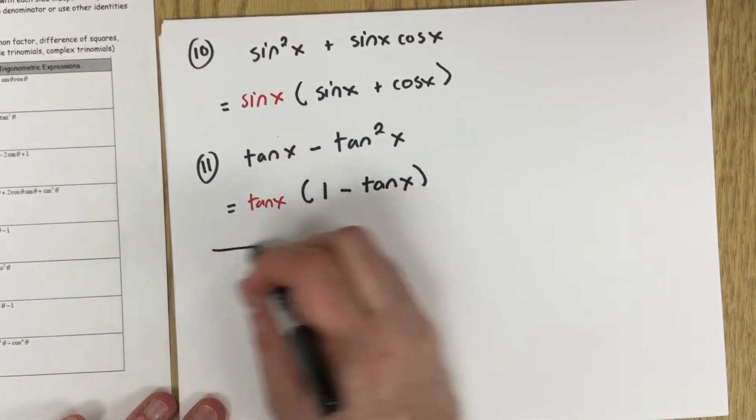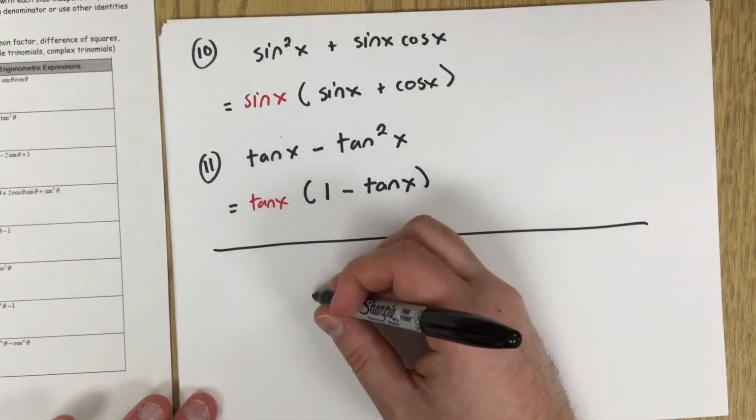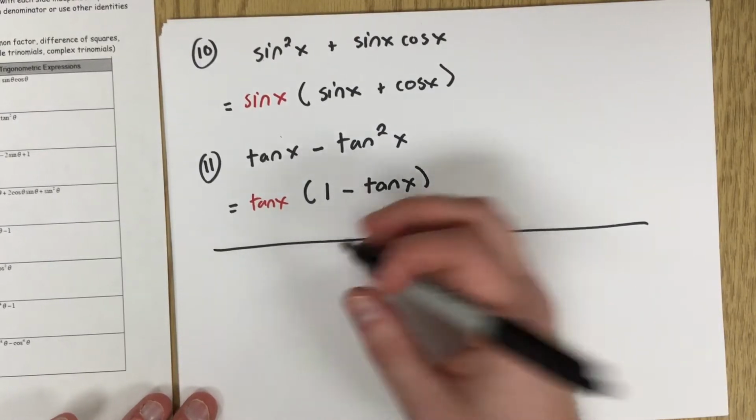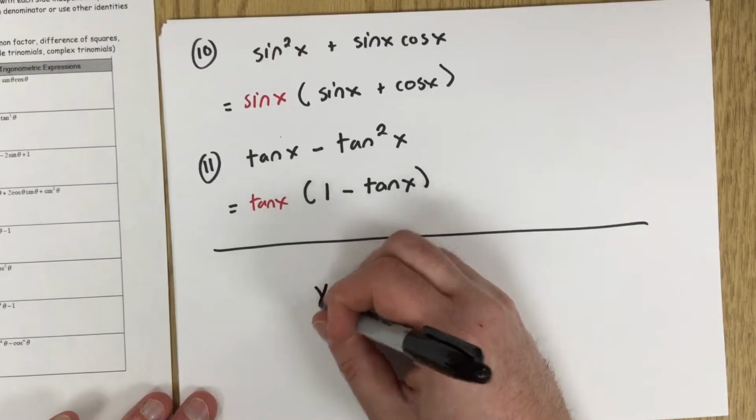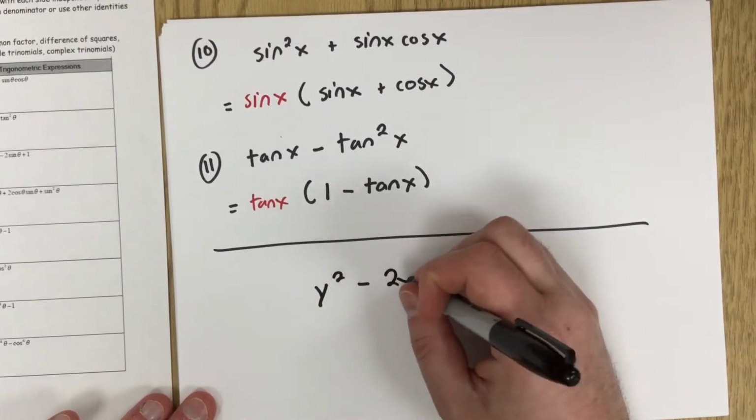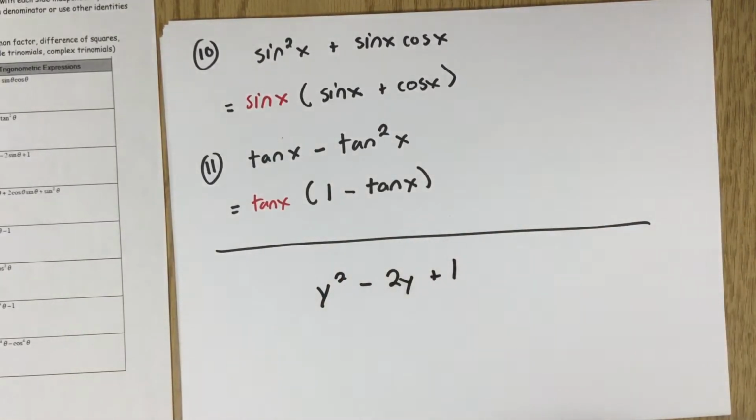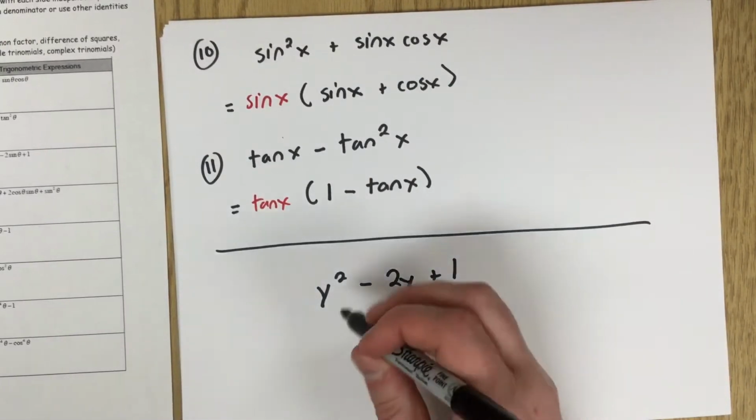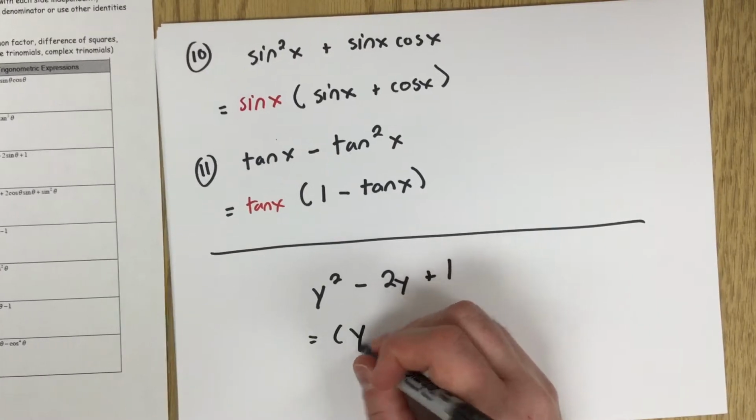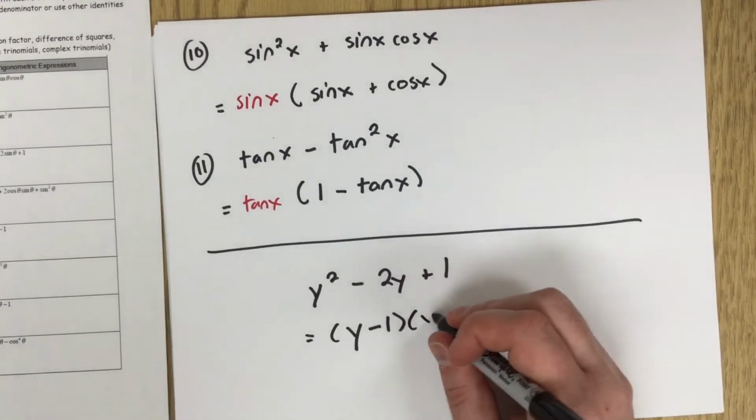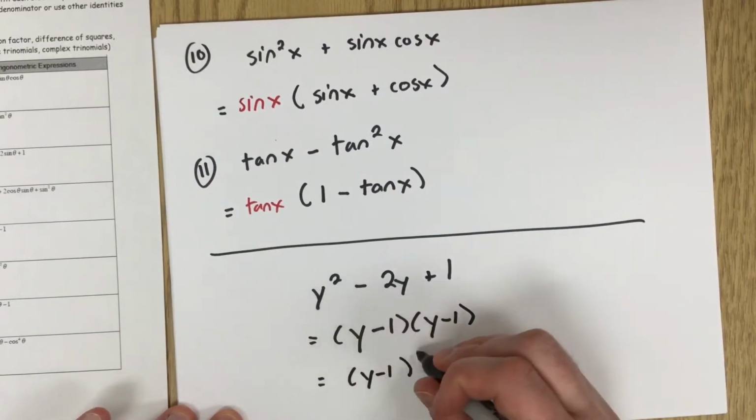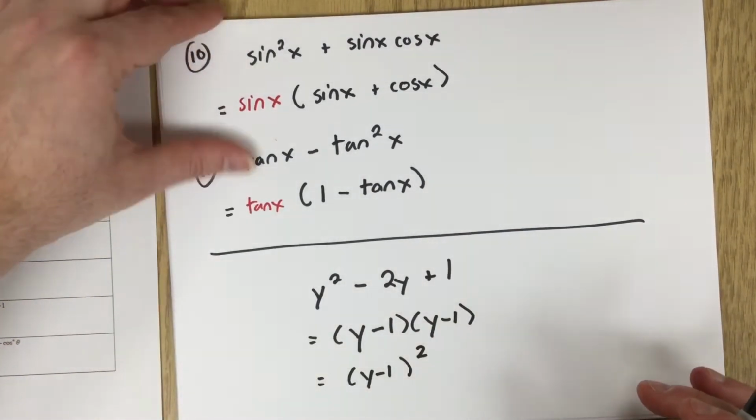Before we do the next one, let's just quickly go over y squared minus 2y plus 1, if I wanted to factor that. I want something that multiplies to this and adds up to this. So this factors into y minus 1 times y minus 1, which is y minus 1 squared. Okay, let's keep that in mind.